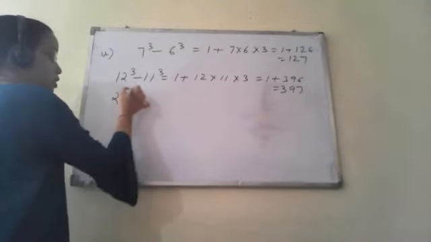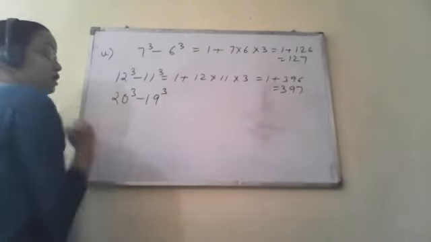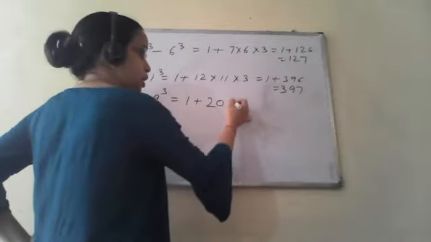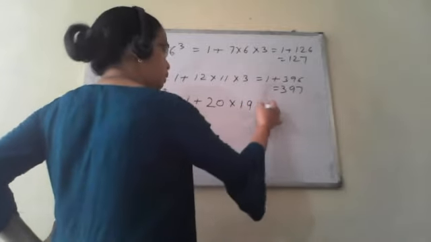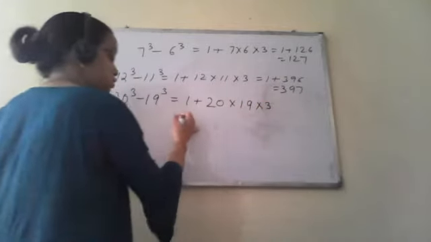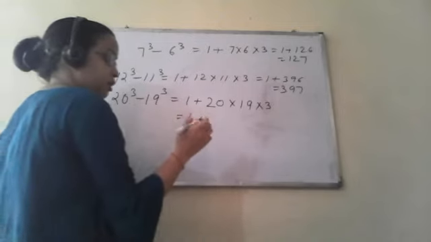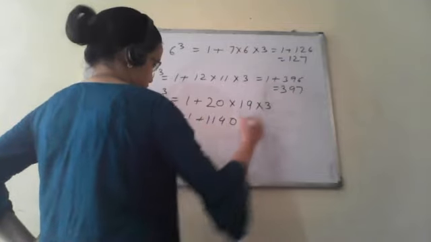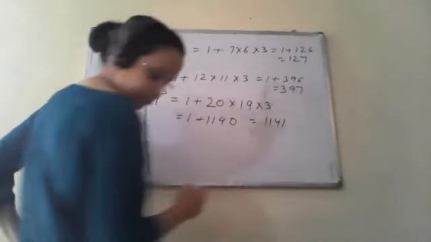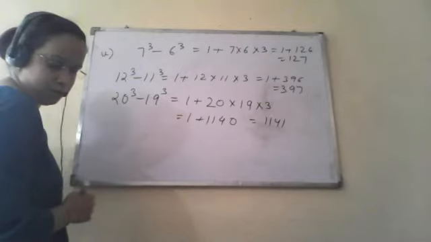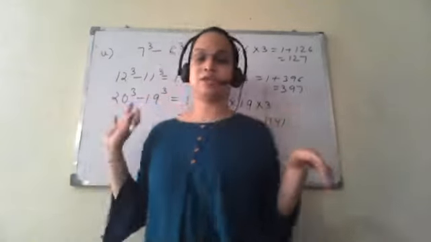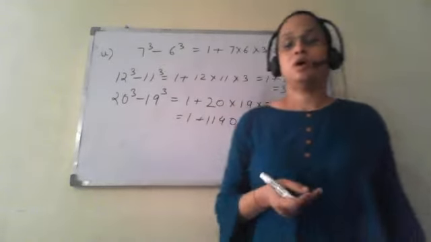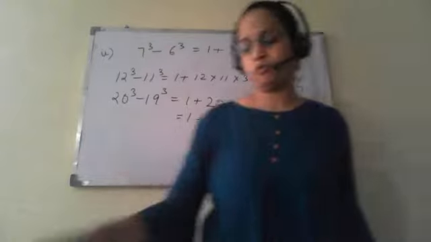Now one more. This is 20 cube minus 19 cube. This is 1 plus the product of these two numbers, that is 20 into 19 into 3. So this will be 1 plus 380 into 3, so this is 1141. Similarly, you can calculate. This is a fixed pattern when we have to calculate the difference of cubes of two consecutive numbers. So this pattern has to be followed.